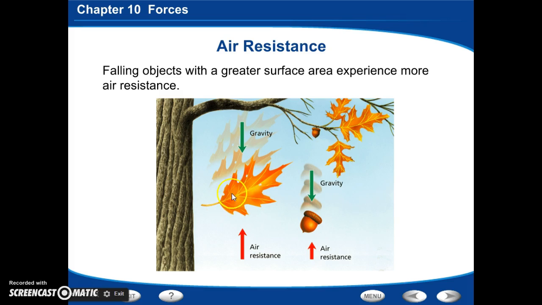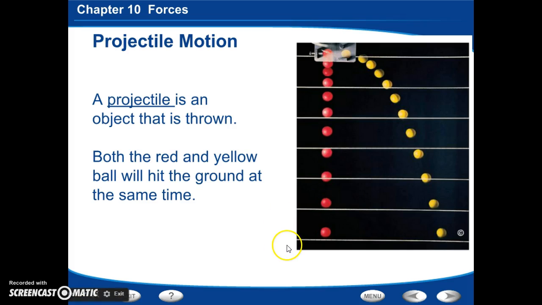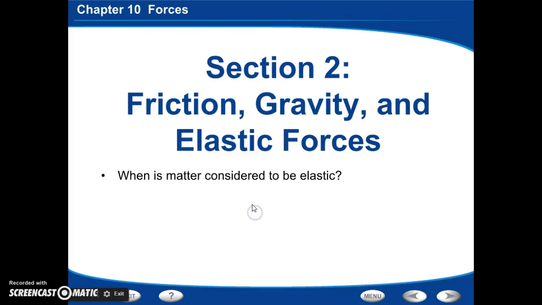If you have a leaf, there's a lot of air resistance because it has a larger surface area. And when you have an acorn, it has a little bit of air resistance because it has a smaller surface area. But the same amount of gravity is working on both the leaf and the acorn. A projectile is something that's thrown, and it travels in an arc like this. We did this during our marble launcher lab. Both the red and yellow ball hit the ground at the same time in a projectile, the one with the arc and the one that's going straight down.